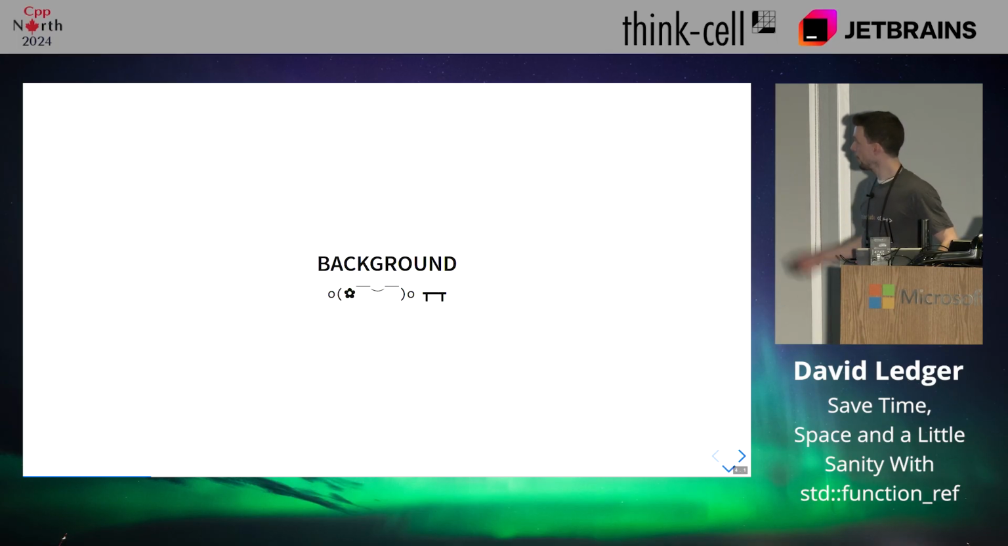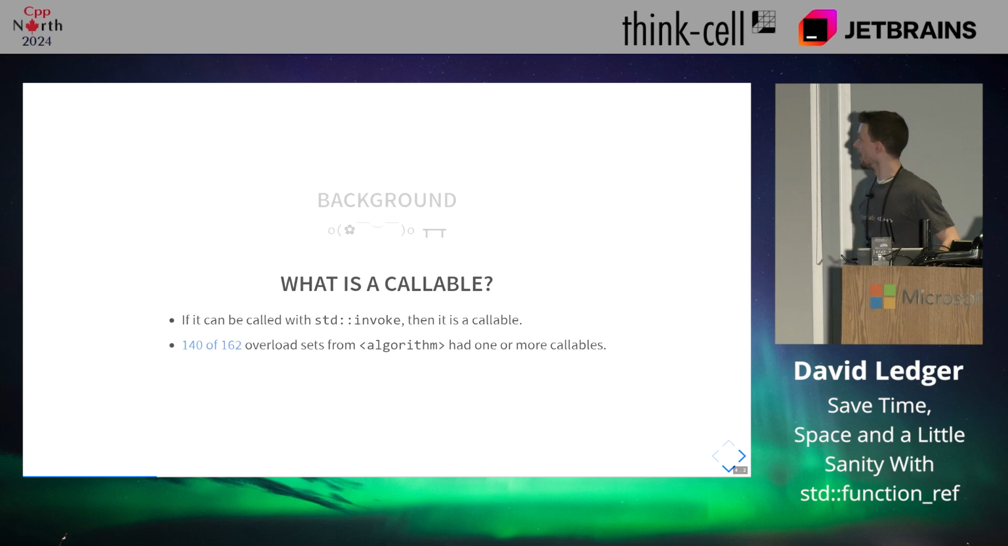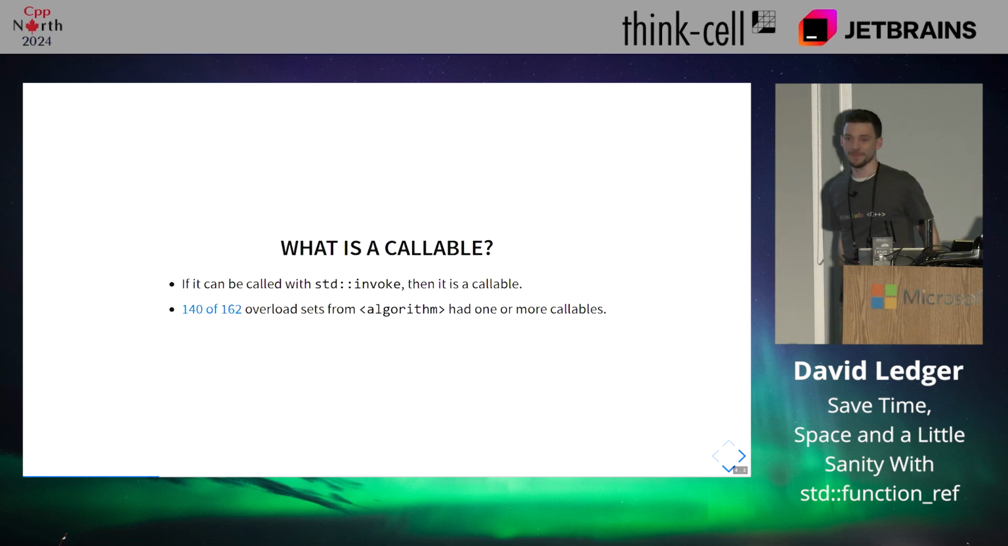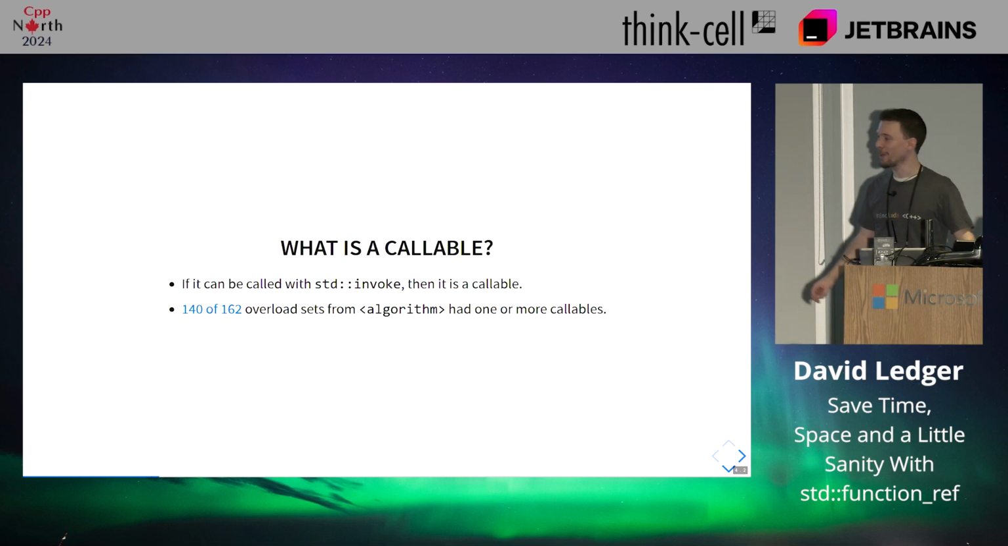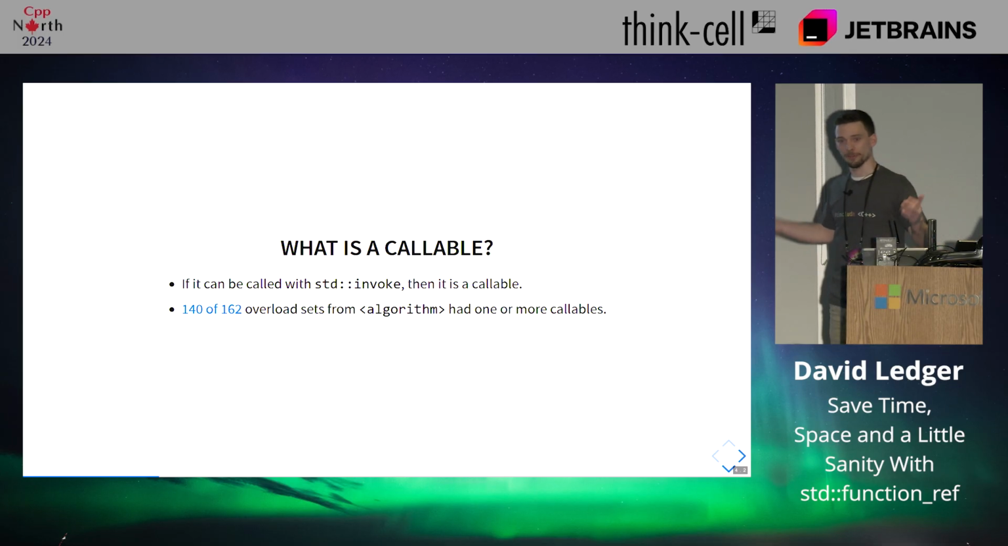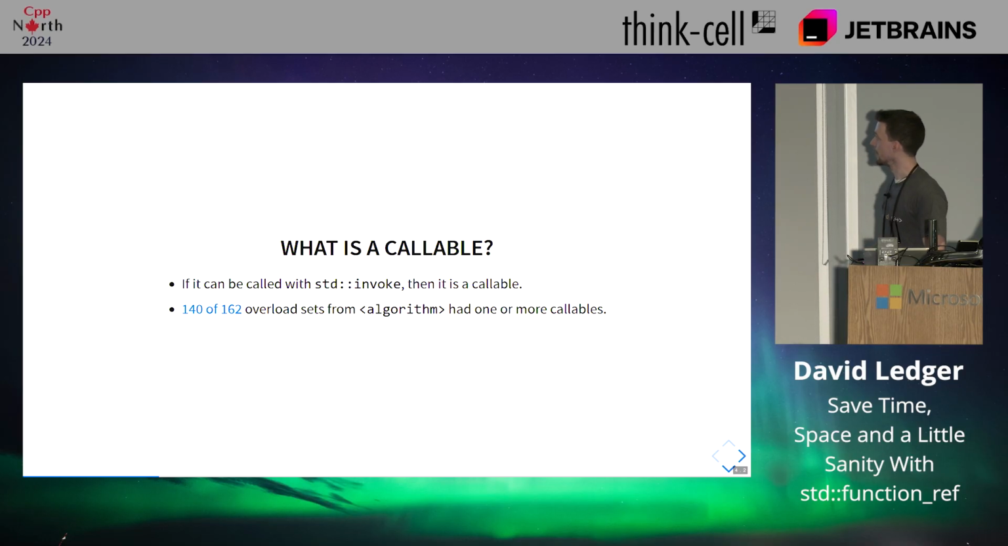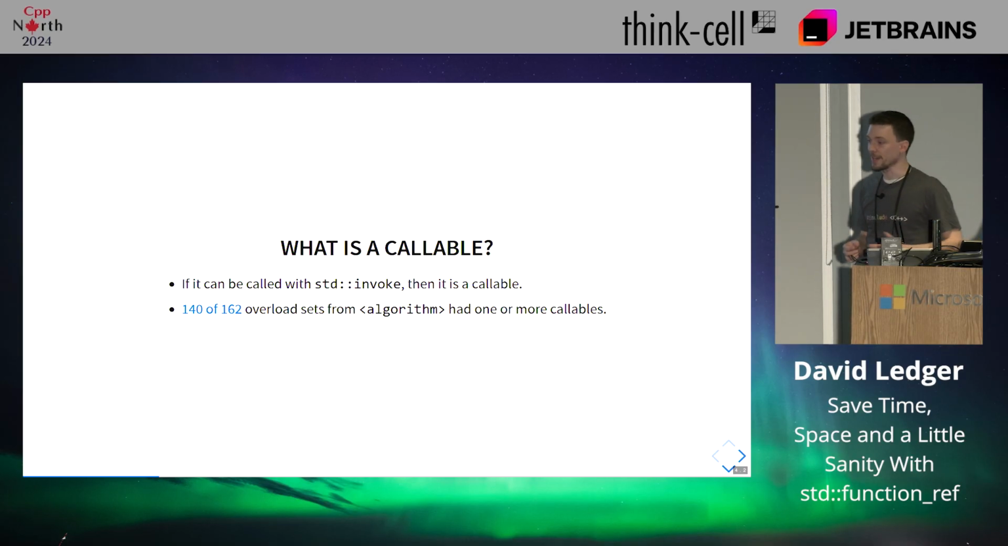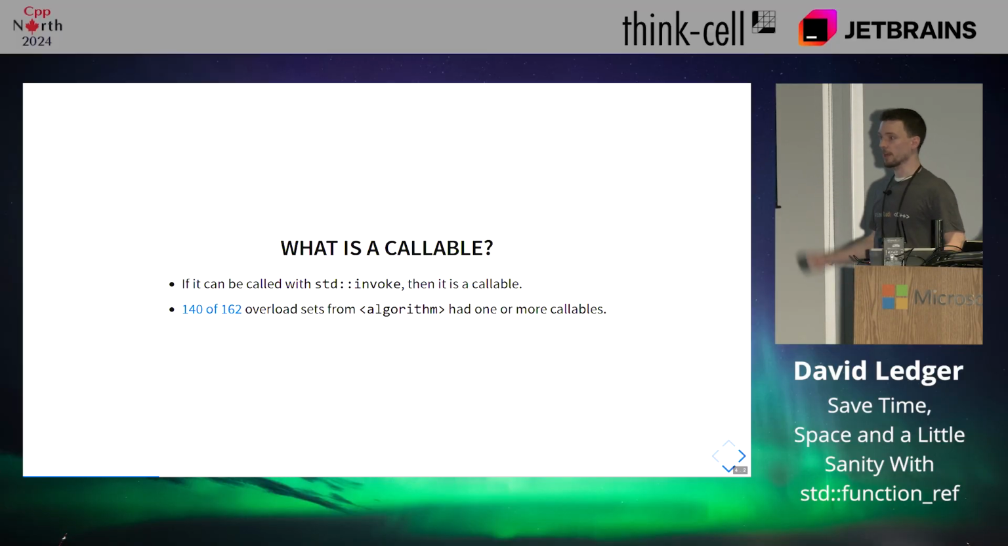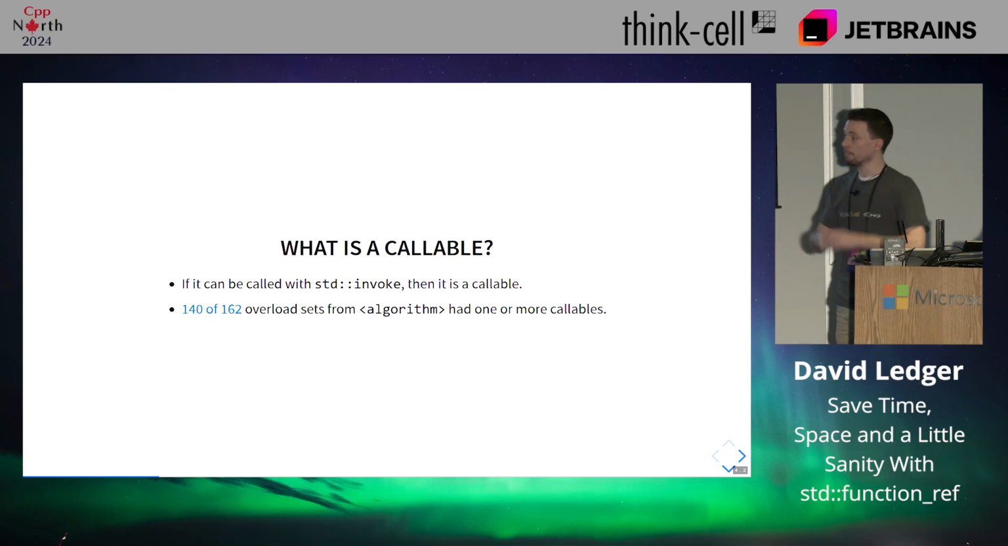So, before we really get into it, let's give some background. First off, what is a callable? What even are we wrapping? Because standard function ref could have been called standard callable ref if we had started with that sort of language to begin with. A callable is anything that can be called with standard invoke, and they are everywhere. We have 86% of the algorithm header. The overload sets within the algorithm header are providing overloads with callables. So we have them everywhere. So if you can improve your usage of callables, you can improve it broadly.